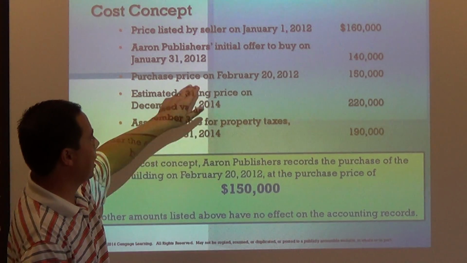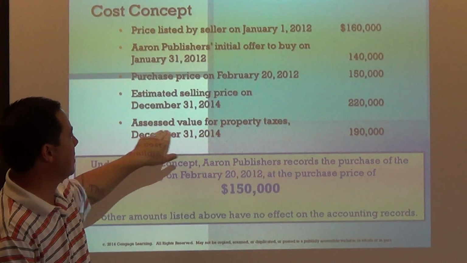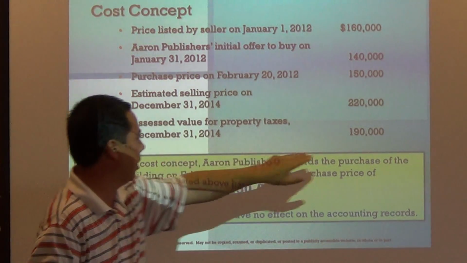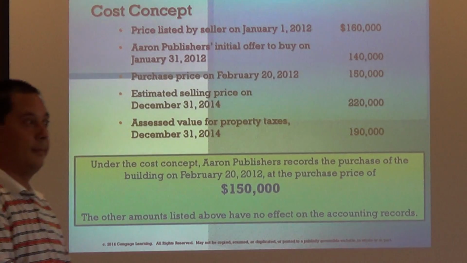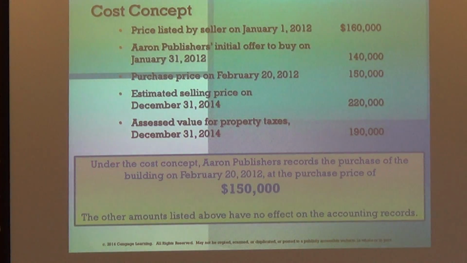This is the estimated selling price here in 2014, and this is the assessed property tax value here. It's $190,000. But what does all that really mean? On the books, it still says we paid $150,000 for it, and that's the cost concept. What did we pay for it? It doesn't matter what it's worth right now in the fact of the cost concept, but what did we buy it for?